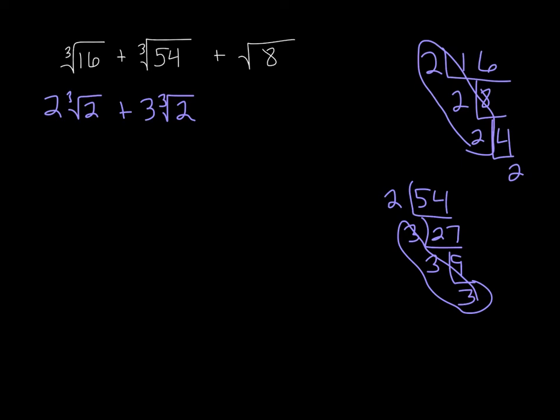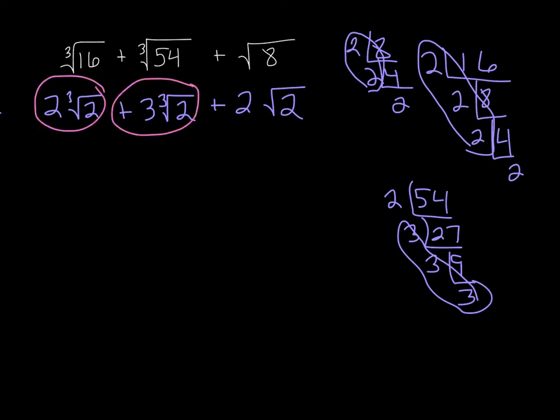Now the 8 is a square root, so we're just looking for groups of 2. 8, you have 2 times 4, and then 2 times 2. So we have a pair of 2's here. So a 2 comes out, a 2 stays in. Now, when you're looking for your like terms, remember the radicand and the index have to be the same. So these two are like terms because they're both cubed root of 2. The last one looks like it could be a like term, but it's actually not because the index is different.